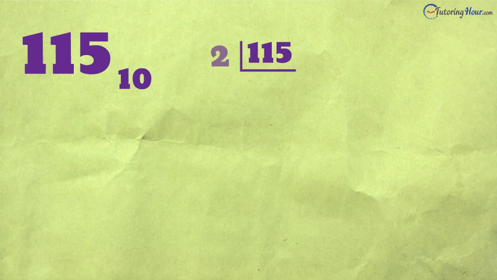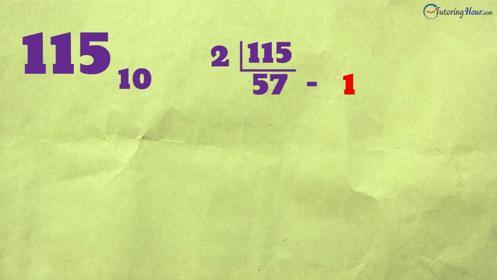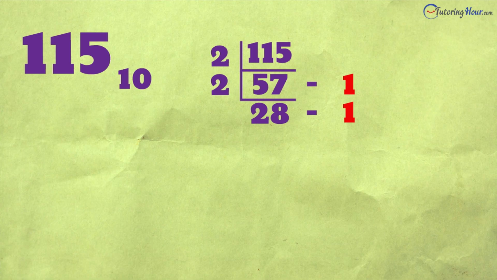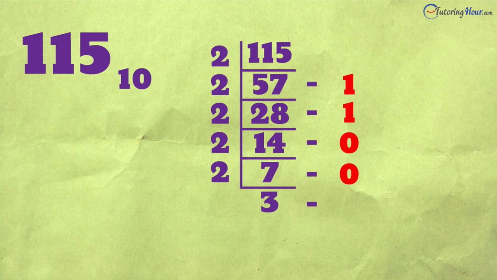115 divided by 2 is 57. We need to keep track of the remainders in each step. So let's write the remainder 1 here. Divide 57 by 2 again. We have 28 with a remainder 1. Now 28 divided by 2 leaves us with 14 and the remainder is 0. 14 divided by 2 is 7 and the remainder is 0 again. Dividing 7 by 2, we have 3 and a remainder 1. 3 divided by 2 is 1 with a remainder 1.